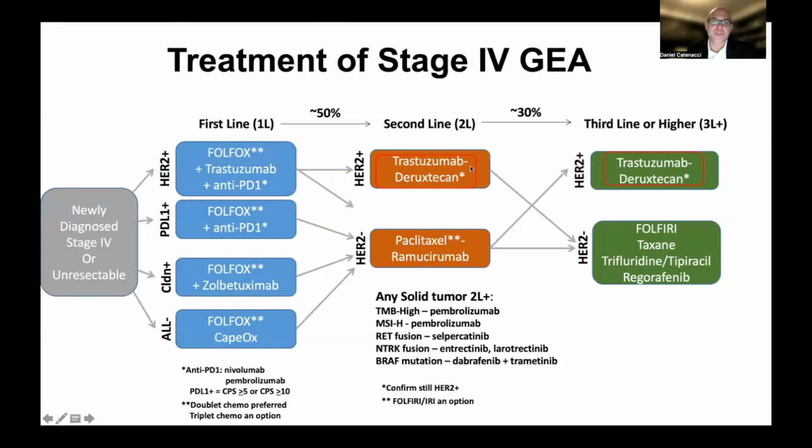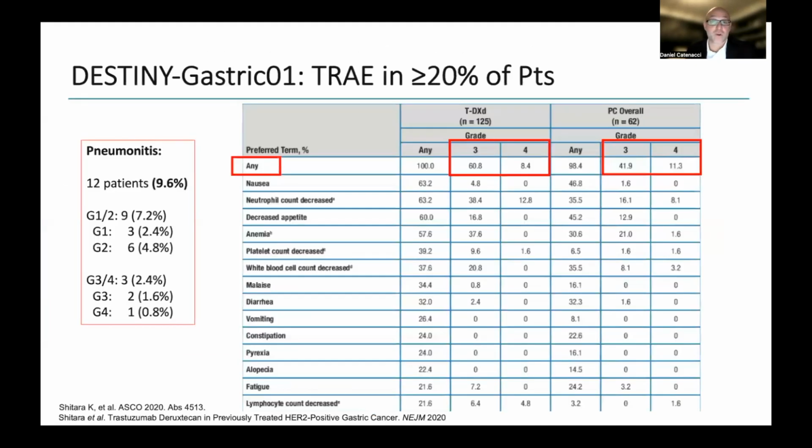Lastly, we have trastuzumab deruxtecan, which we've talked about using either in the second line or third line setting. And this, remember, is a targeted therapy, but also a chemotherapy. It is a targeted therapy, trastuzumab, binding to HER2, but it's conjugated to a chemotherapy drug called deruxtecan, in the same drug class as irinotecan. And so we see side effect profiles very similar to chemotherapy, and that's shown here.